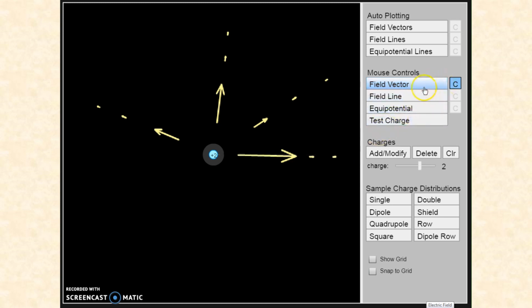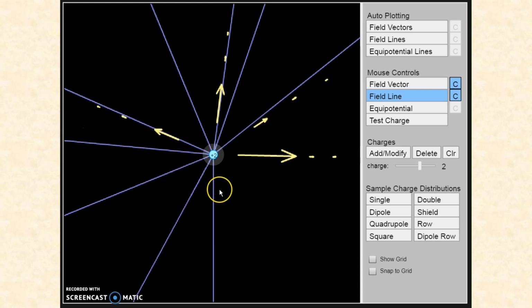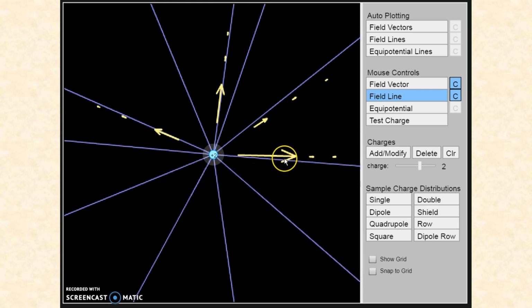Next, we're going to add in some field lines, and these field lines will represent our line of force model. Want to just point out here that this simulation unfortunately does not show us the direction of the electric field, but one of the things it does nicely show is that the electric field vector is tangent to the electric field line at any given point in space, so it does nicely show that.